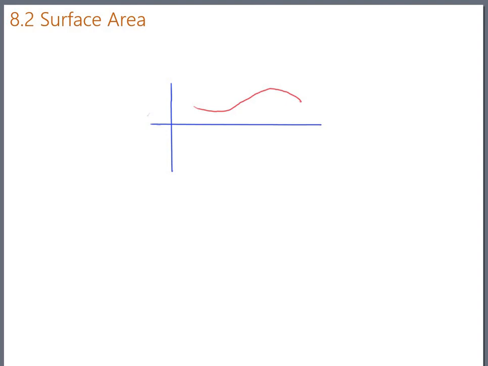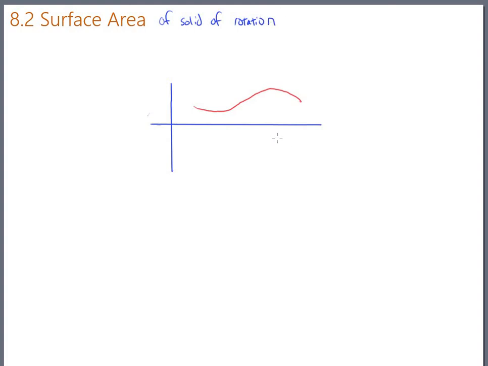All right, hey, let's move on from arc length to surface area. And when they say surface area here, I should say they specifically mean surface area of one of those solids of rotation, or revolution.